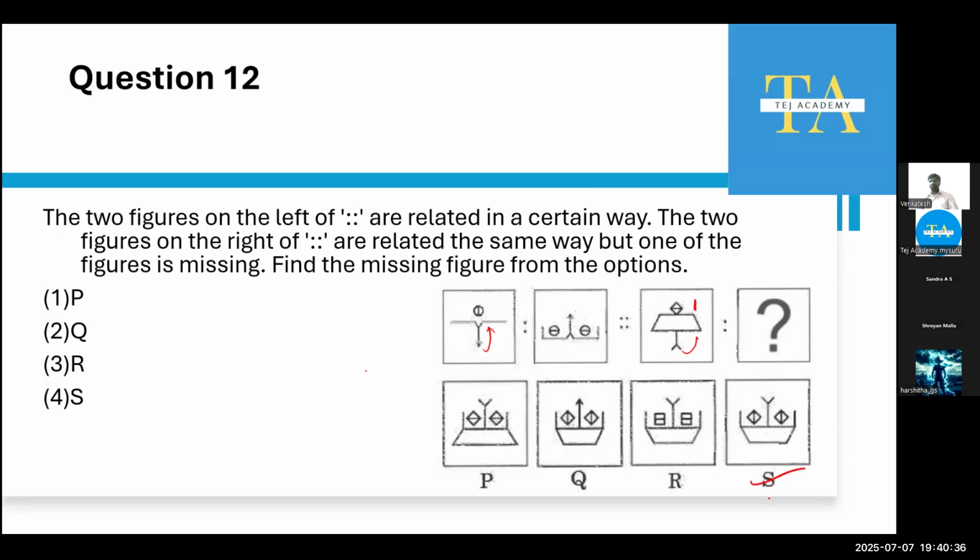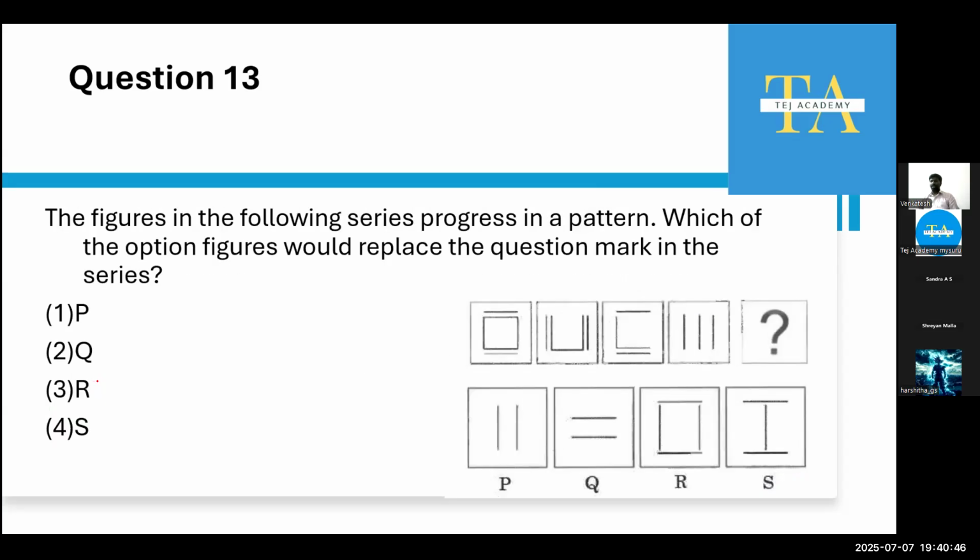This one, fourth option, option 4. Okay. Next, question number 13.